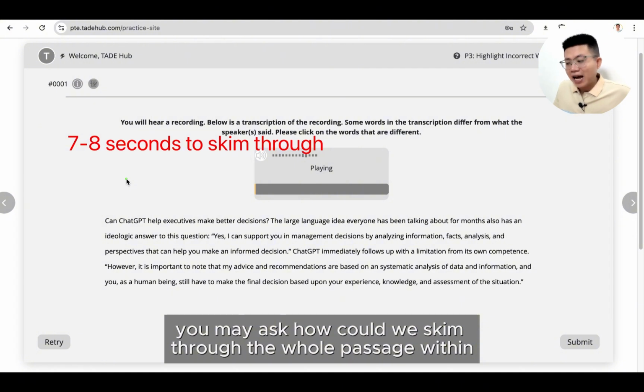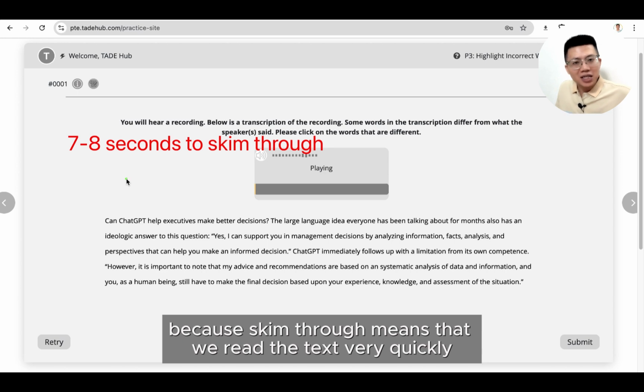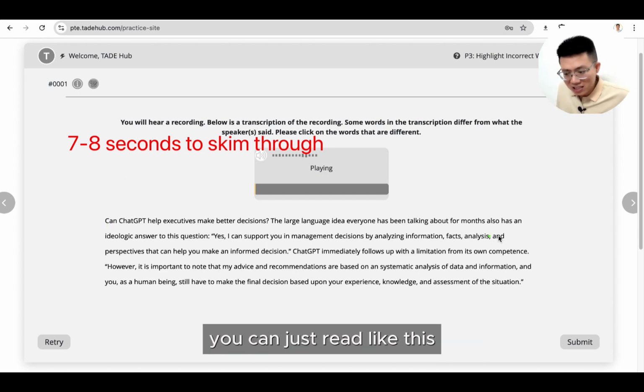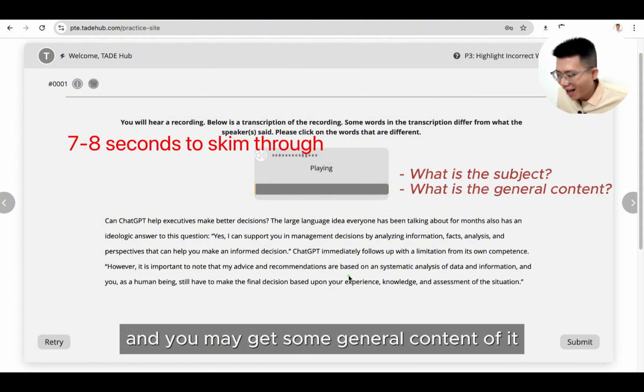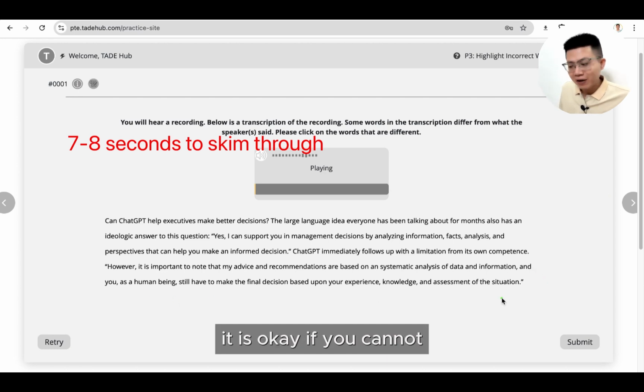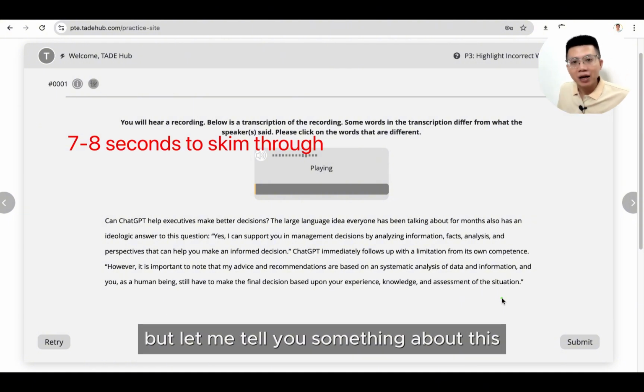You may ask, how could we skim through the whole passage within 7 or 8 seconds? Because skimming through means that we read the text very quickly. You just read like this, you move your cursor and read to see what the subject is talking about, and you may get some general content of it. It is okay if you cannot get the general content, because the next step will save the day. But let me tell you something about this.